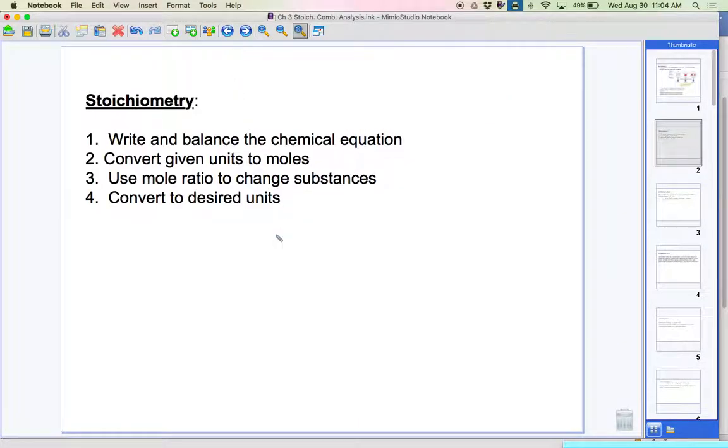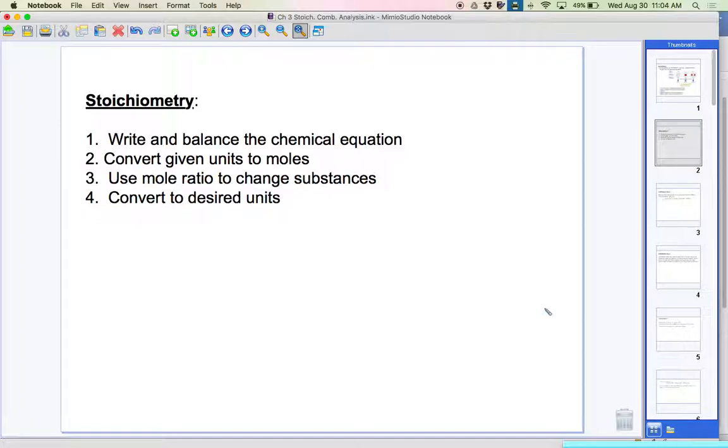All right, here are my simple 4 steps to doing all stoichiometry problems. You have to have a balanced equation, so you have to write and balance a chemical equation. That's what you just said for the do now. You always have to have a balanced equation. So somehow you've got to get that information. Then you convert whatever they give you to moles. Whatever your given substance is, they'll give you an amount. Change it to moles.